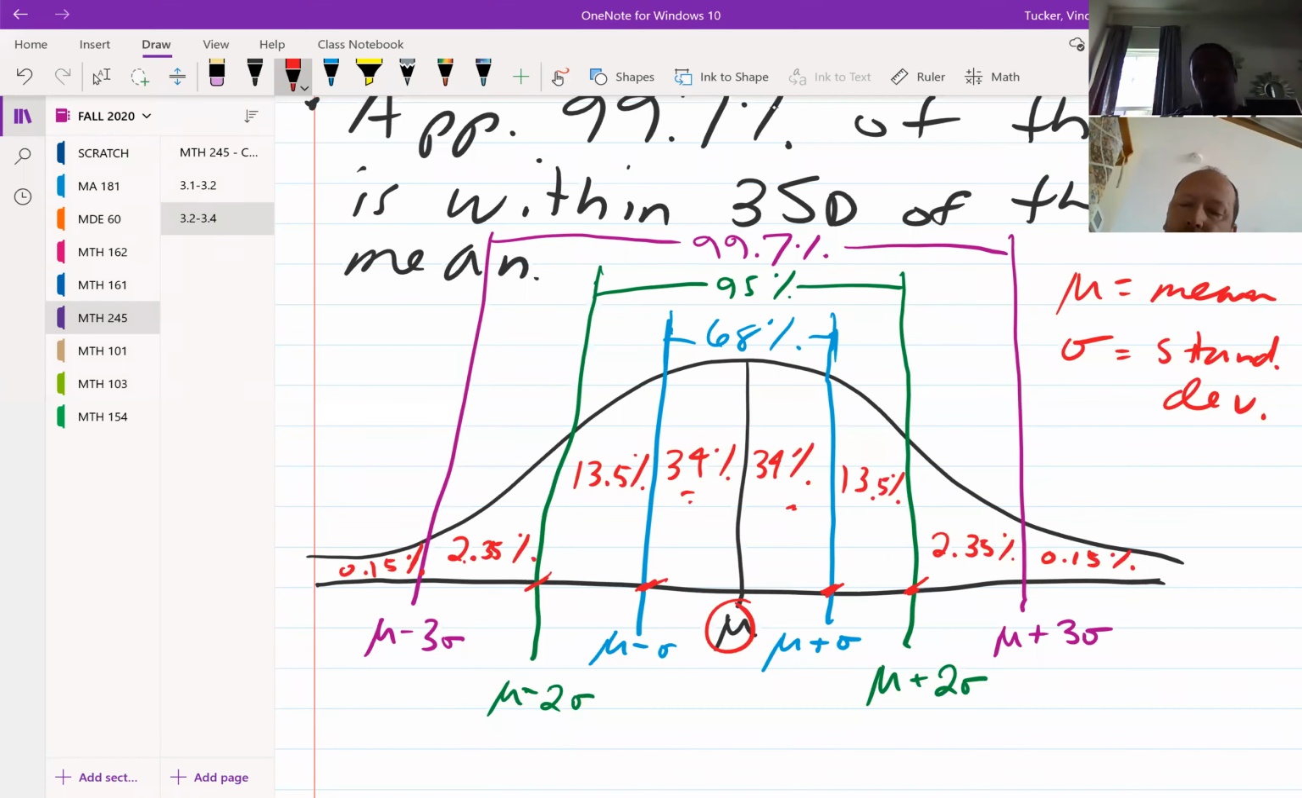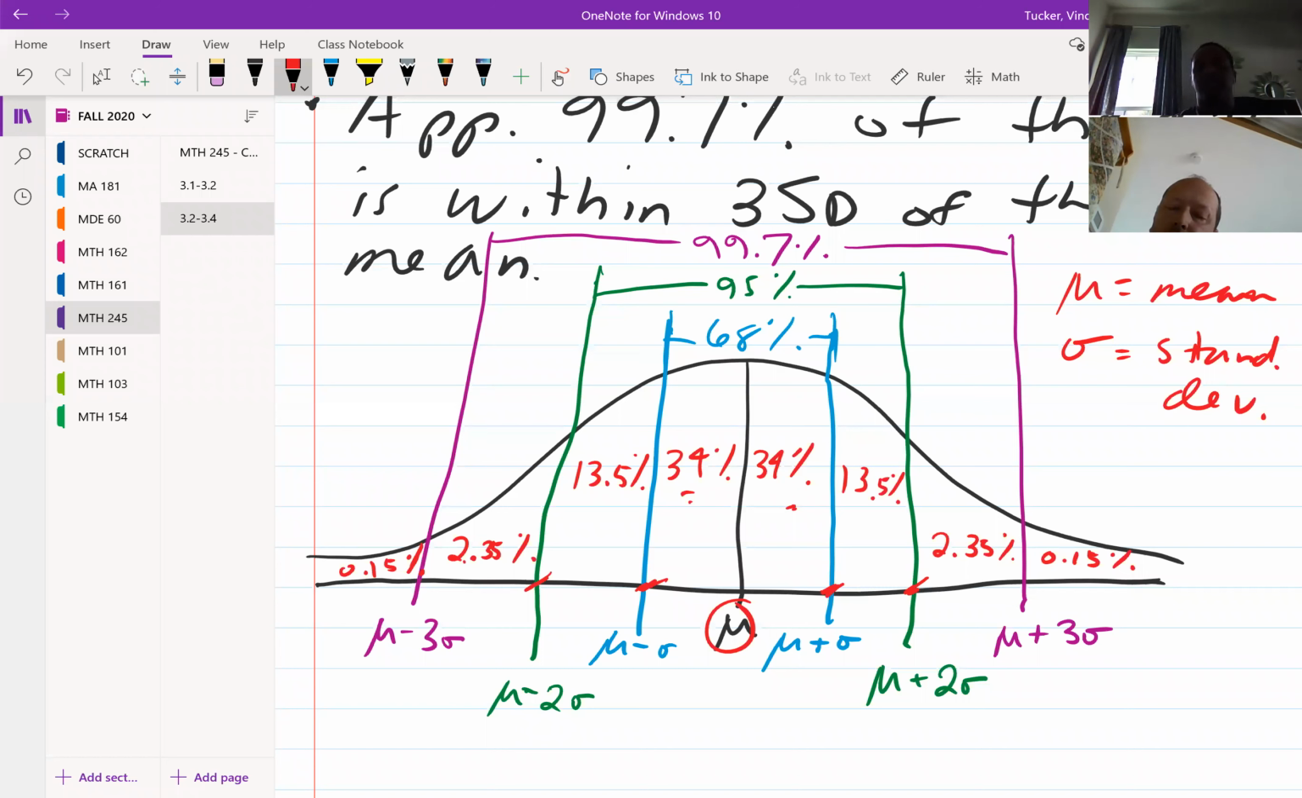Remember, our standard deviation helps us to measure the spread of data. It gives us our positioning. How many standard deviations are you away from the mean? So if you go two standard deviations away from the mean, that will be 95% of your data. In other words, if I add 13.5, 34, 34, and 13.5, that will give me 95% of my data. If I go three standard deviations out to the right and to the left, that would be 99.7% of my data. And if you add up all of these percentages, 0.15 all the way over to the other 0.15, you will get 100% of your data.